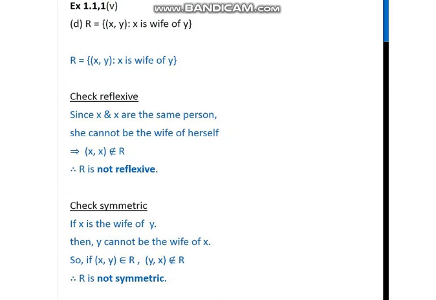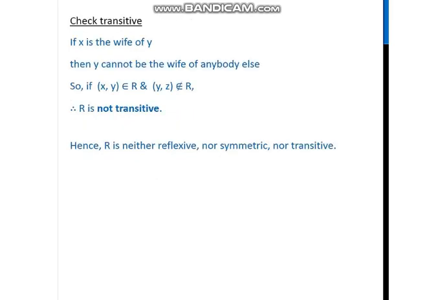Here is one more example: (x, y), where x is the wife of y. So check reflexivity. Since x and x are the same person, she cannot be the wife of herself. Therefore it is not reflexive. Now if x is the wife of y, y cannot be the wife of x, and therefore this is not symmetric. Now for transitivity, if x is the wife of y, then y cannot be the wife of anybody. Therefore, we can say that here (x, y) belongs to R and (y, z) does not belong to R, and hence R is not transitive. Hence R is neither reflexive, nor symmetric, nor transitive.